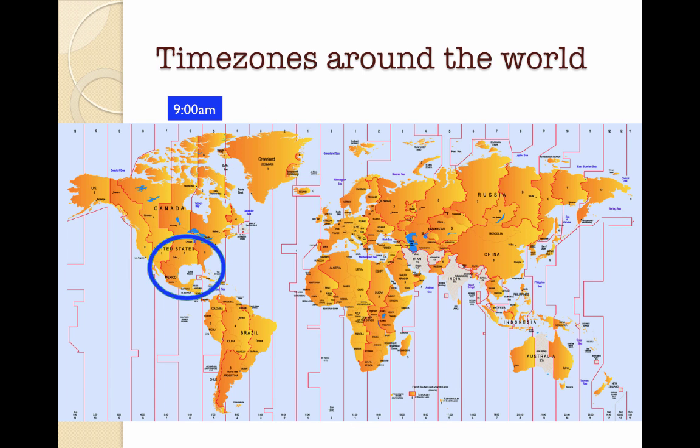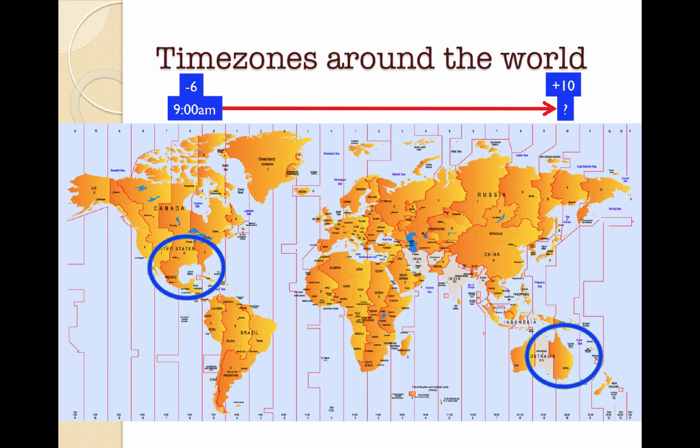But what if we wanted to know, say, the time from Mexico all the way over to Australia? Mexico is a -6 country. And if I want to go all the way over to Australia, let's say New South Wales, New South Wales is a +10 country. So when it's 9 a.m. in Mexico, I've got to work out what it is in Australia. Mexico is a -6 country. So we're going to work out the time difference between the -6 country and the +10 country.